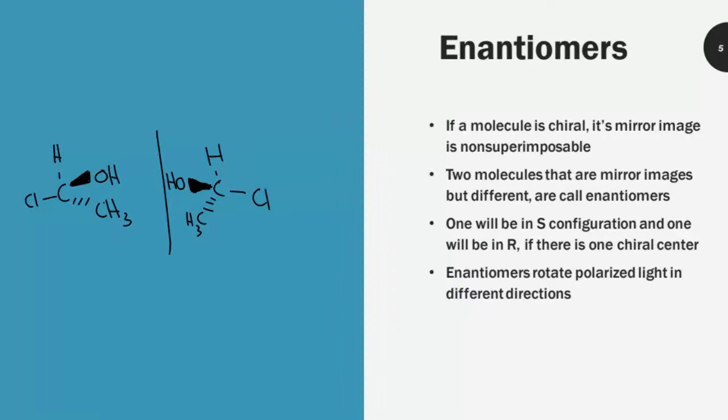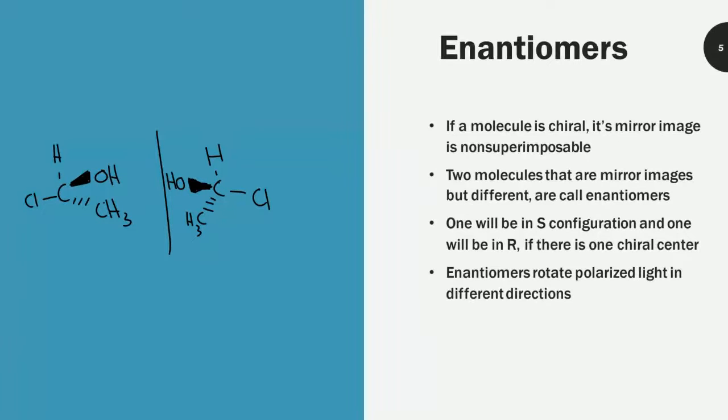Okay, so enantiomers are mirror images of each other. So if a molecule is chiral, its mirror image is non-superimposable. So its mirror image is not the same molecule, and these are enantiomers. So I did build these. I have carbon here, I have hydrogen, chlorine in the plane, and then I have OH in the front, and pretend this is a methyl group. I didn't want to get too messy here.